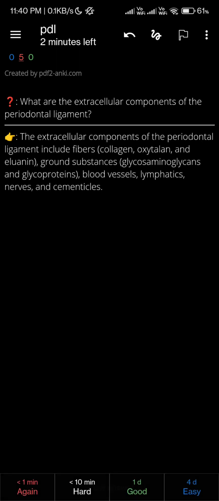What are the extracellular components of the periodontal ligament? We know all the fibers. Apart from that, we have blood vessels, lymphatics, nerves, and even cementicles. What is the function of fibroblasts? Collagen secretion. Collagen is secreted mainly by fibroblasts, and they form tropocollagen, which aggregates to form microfibrils, and they are arranged to form fibrils.